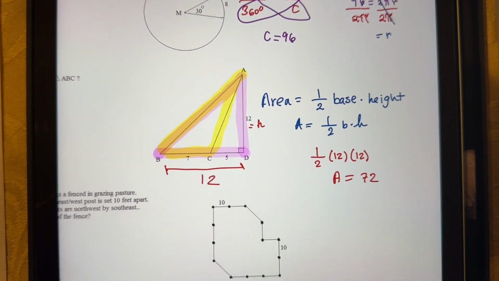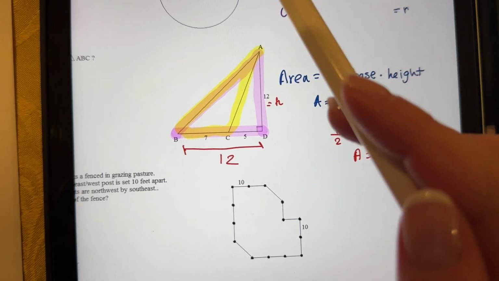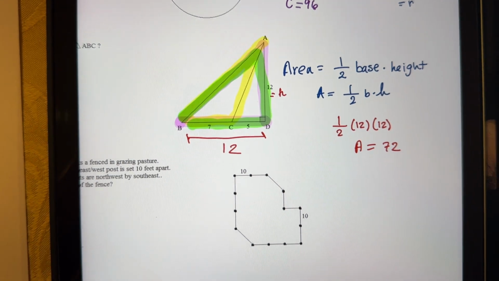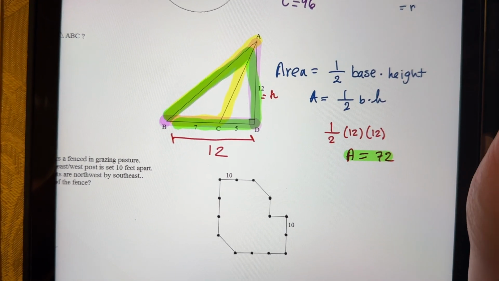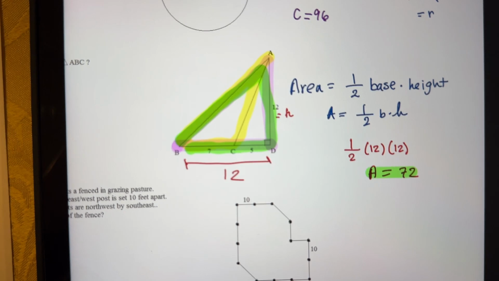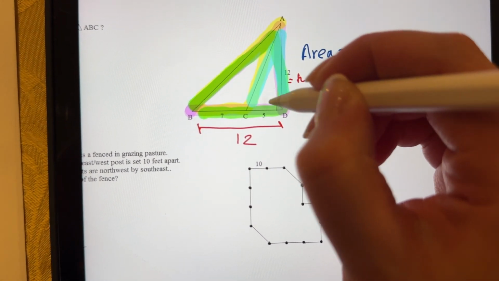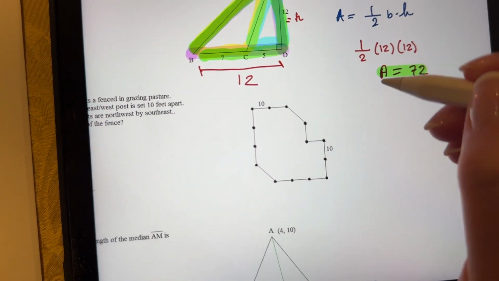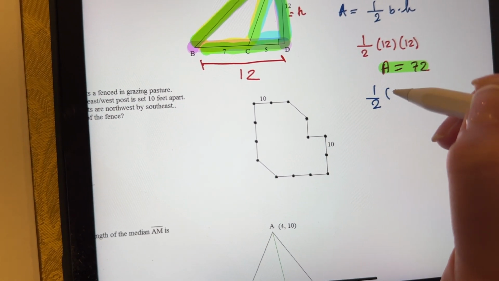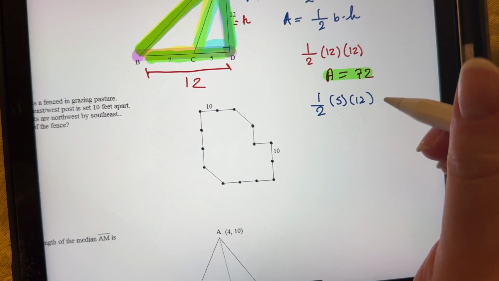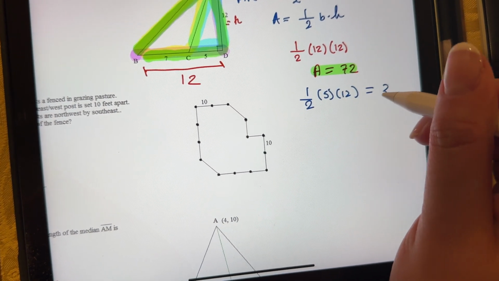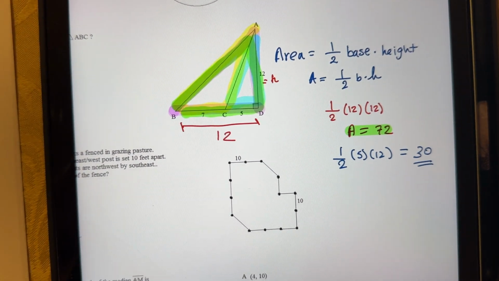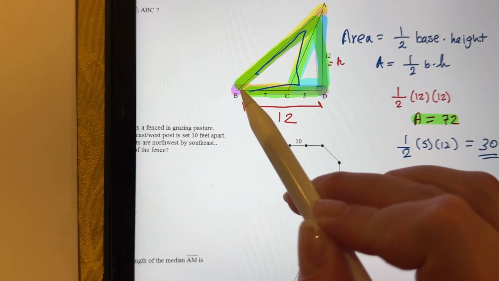So that's this entire triangle, right? That's the area of the entire triangle, what we just solved. But I want to know this interior one. So I'm going to have to subtract the smaller triangle over here. Let's take a look at the base and the height of this one. So 1/2 times our base of 5 times 12. If you memorize 5 times 12 is 60, half of it is 30. So that's the area of this smaller triangle. We're going to subtract 30 from 72 to find the area of this triangle right here, which is what we're after.